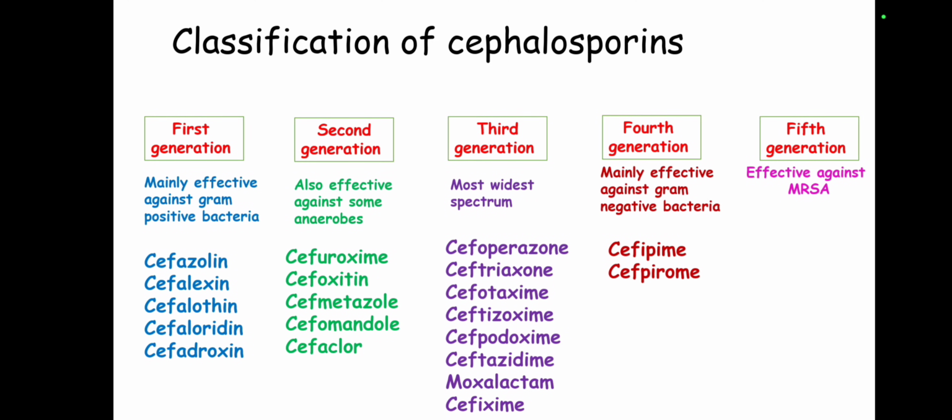For fifth generation the drugs are ceftobiprole and ceftaroline. Okay, so these are all the drugs, the classification of cephalosporins with their examples. Now the next important challenge is how to remember these drugs. See, all these drugs are very confusing, right? Now check out the first generation drugs.